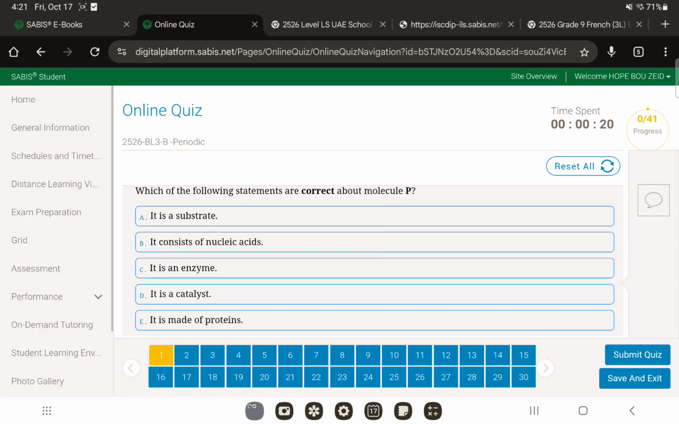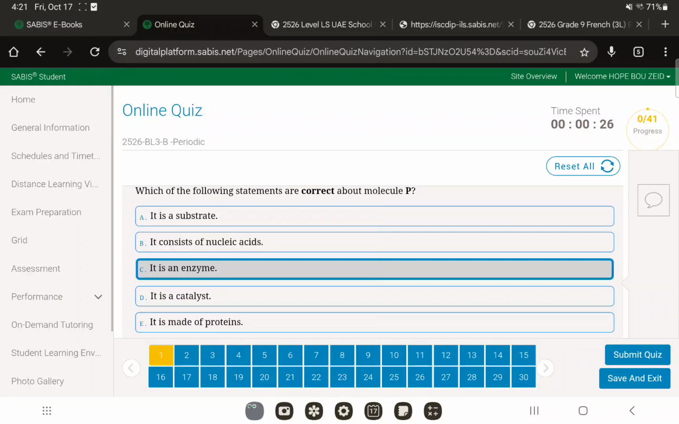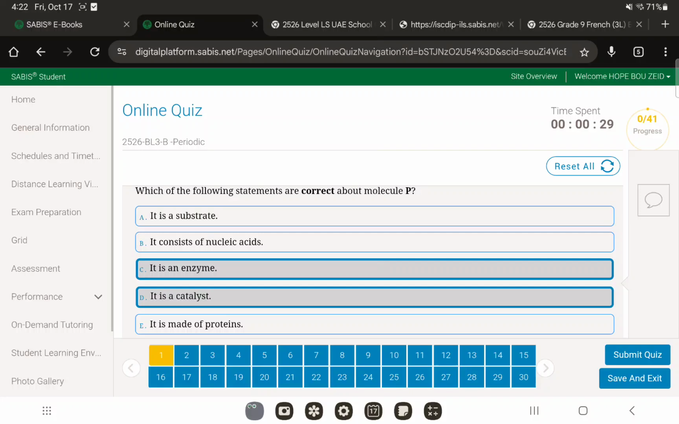It is a substrate? No. It consists of nucleic acids? No. Okay. Here in the image, you can see that it is an enzyme. Enzymes are catalysts. They're also actually known as biological catalysts, and they are made of proteins.